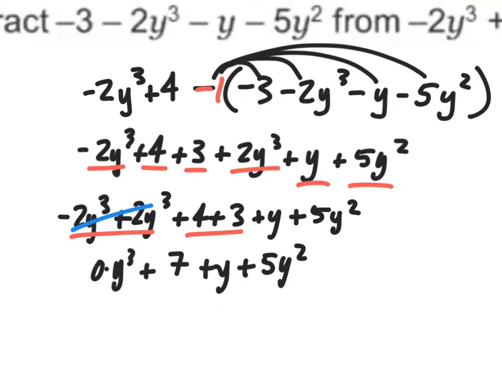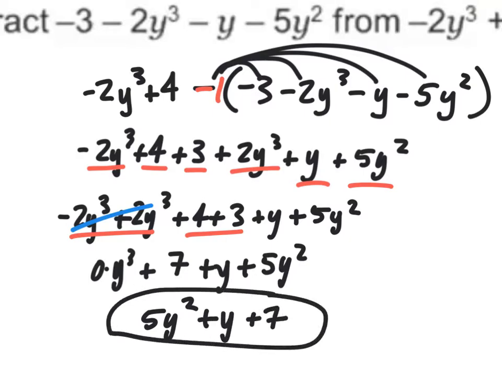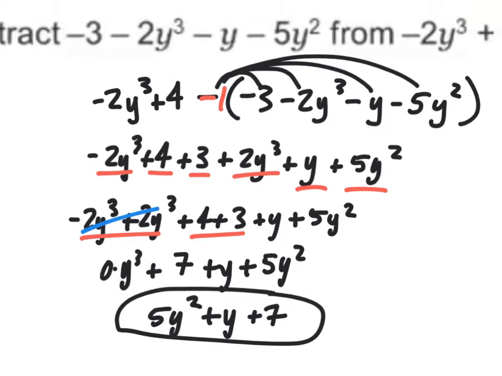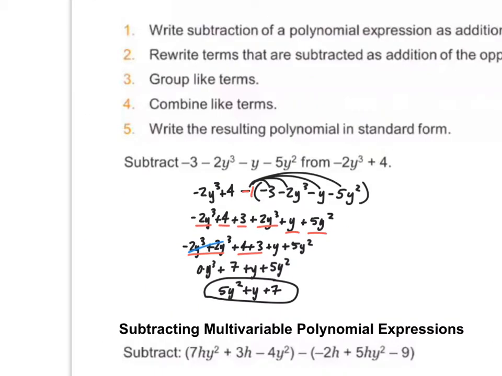Now putting this into standard form, I've got to put my largest exponent out front and put it in descending order. So it's kind of backwards right now. So I would put this as 5y squared plus y plus 7. Okay, and that's that. So that's me subtracting those two polynomials.